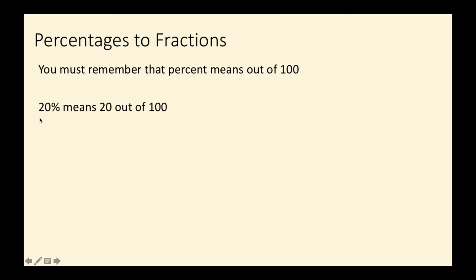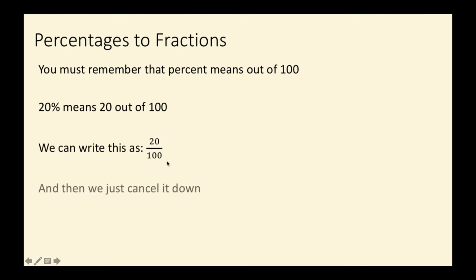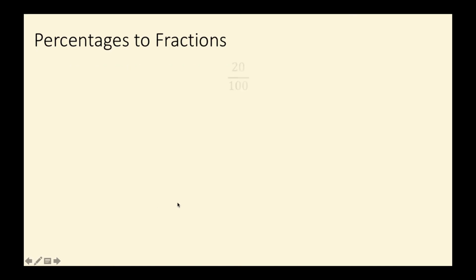Now we're going to look at percentages to fractions. So let's have a look. You must remember that percent means out of 100 for this one. So I want to find out what 20% is as a fraction, and 20% means 20 out of 100. So I can just write that as a fraction, 20 out of 100. And then we just need to cancel it down. Now I can think what goes into both 20 and 100. So I'm going to divide by 10.